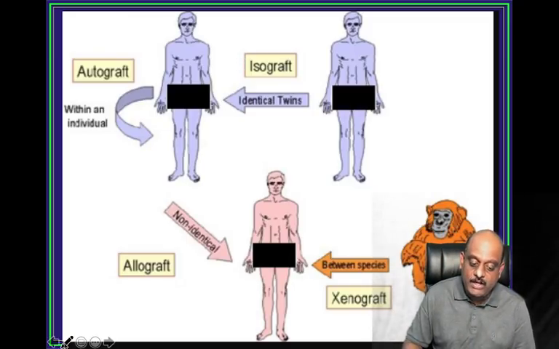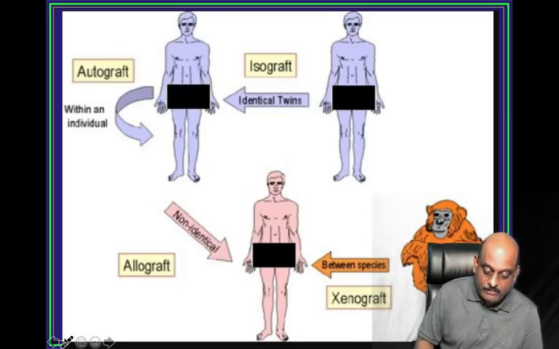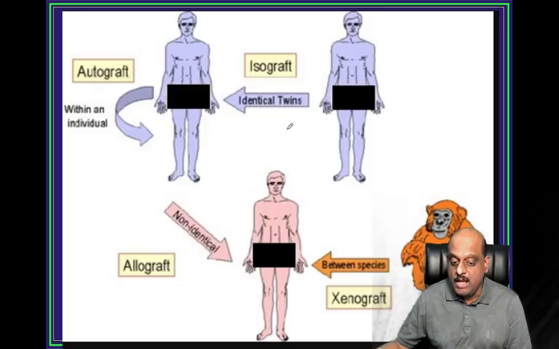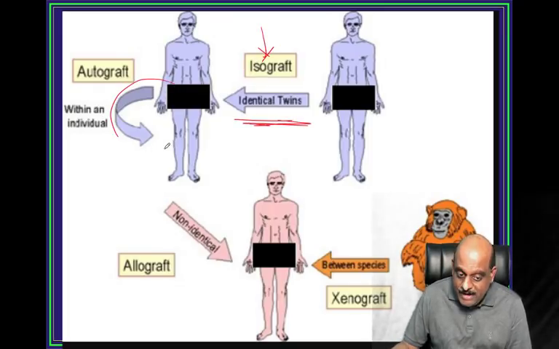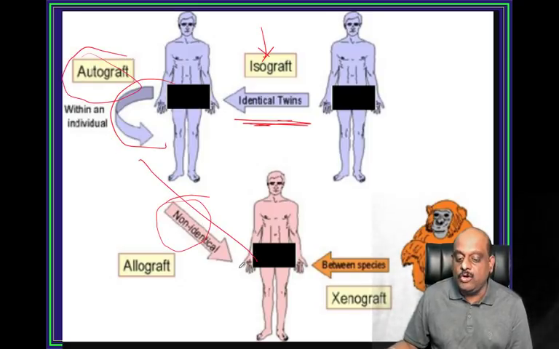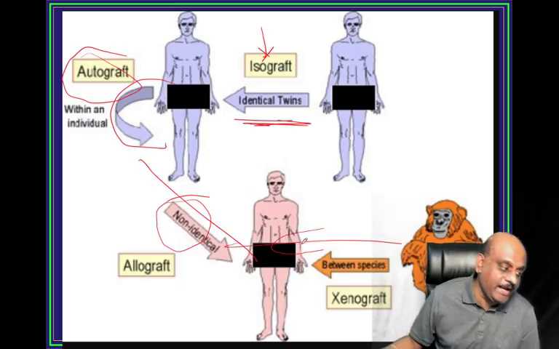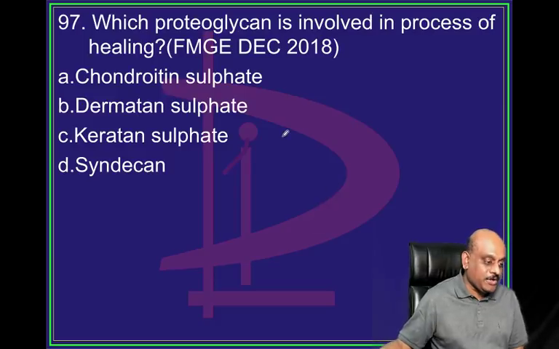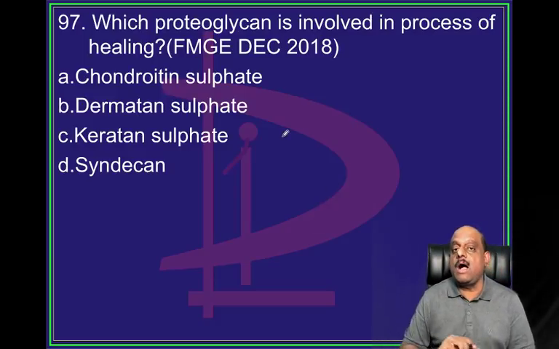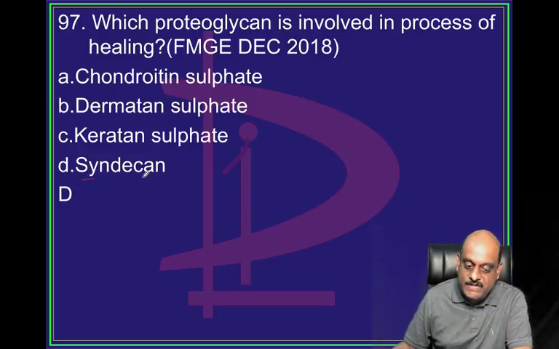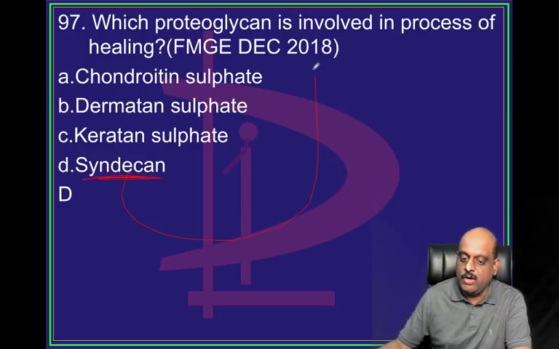So, doctor, between different species, one of the important questions is different definitions. Between identical twins it is isograft, within an individual it is auto, non-identical is allo, between chimpanzee and us it is xeno. So, doctor, which proteoglycan is involved in the process of healing? Syndecan is a proteoglycan.